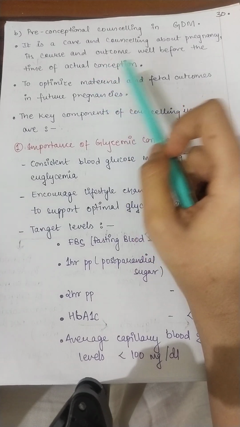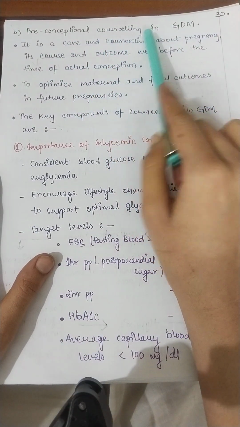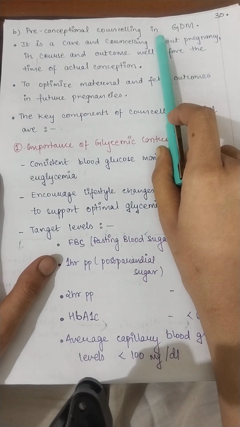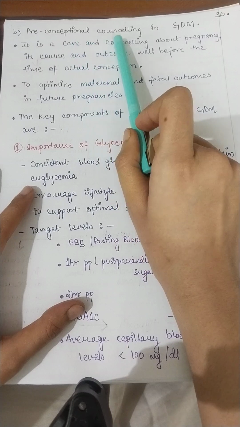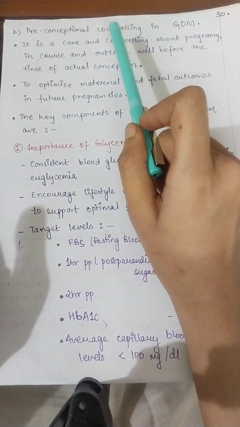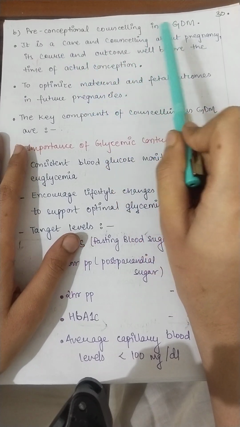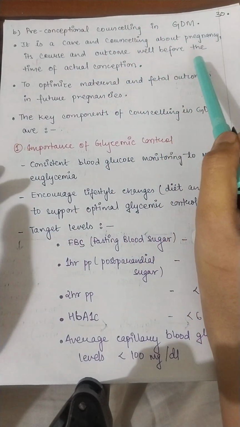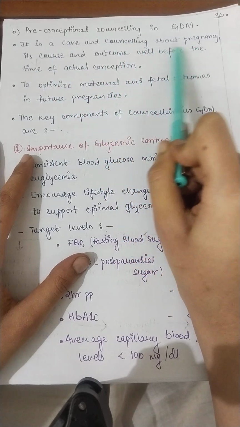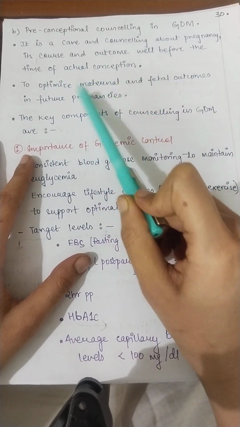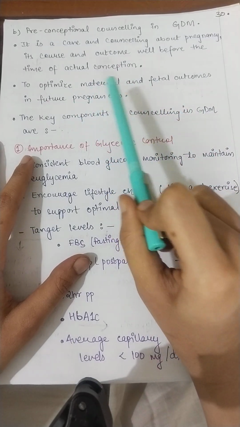First one was carbohydrate metabolism in pregnancy. Now this one is preconceptional counseling in GDM, which is gestational diabetes mellitus. So what is preconceptional counseling? Preconception, as the name suggests, means before conception, whatever care and counseling we advise to improve the pregnancy outcome. It is care and counseling about pregnancy, its course and outcome, well before the time of actual conception. It is to optimize the maternal and fetal outcomes in future pregnancies.